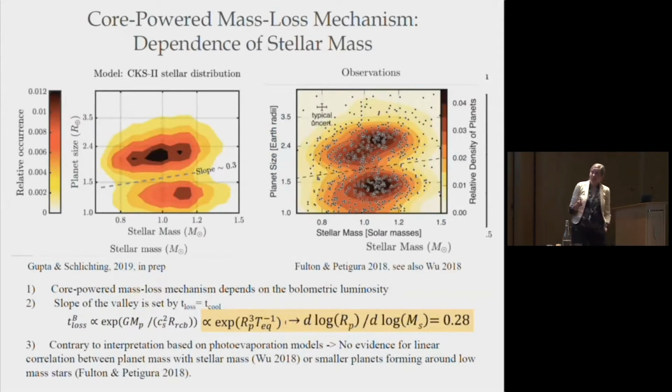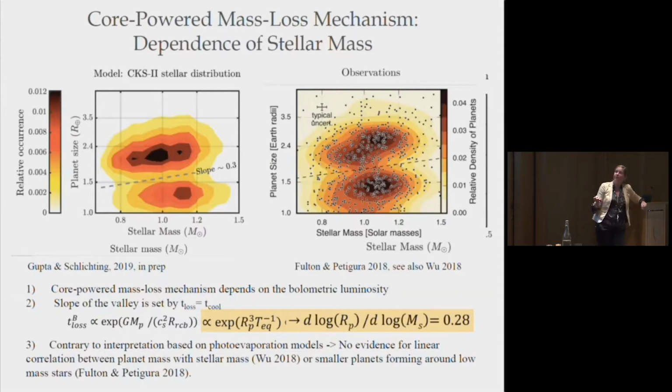So in the core-powered mass loss mechanism, why does a star matter at all? The star matters through its bolometric luminosity, because the insolation or the effective temperature that your planet has sets the outer boundary condition for mass loss. So this is where the star comes in. What this means is if you have a higher luminosity star or a planet that has a higher insolation, you have a faster mass loss rate. And so in the end, you can strip a more massive core if you have a higher bolometric luminosity.